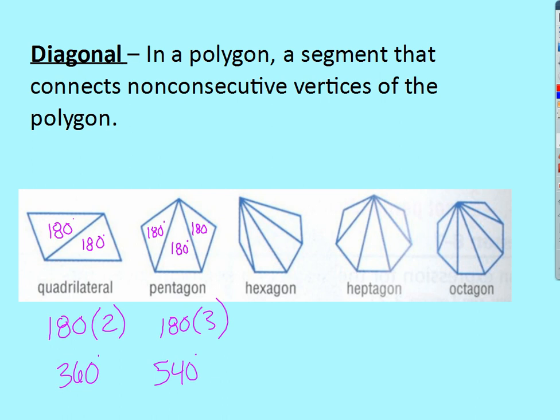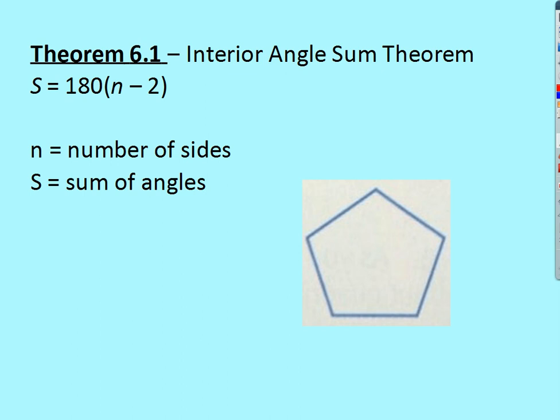If you notice, if there are 4 sides, then you multiply by 2. If there are 5 sides, we're going to multiply by 3. Each time you're multiplying by 2 less than the number of sides. So the formula to figure out how many degrees are in the interior of a polygon is 180 times n minus 2, where n is the number of sides. So again, if there are 4 sides, 4 minus 2 is 2. 180 times 2 gives us 360.